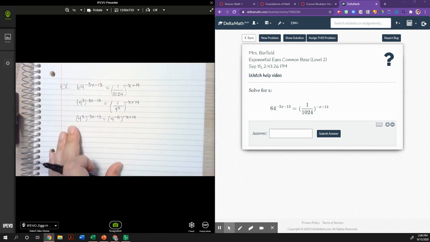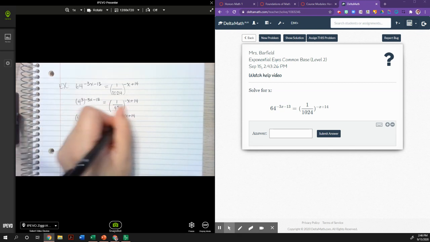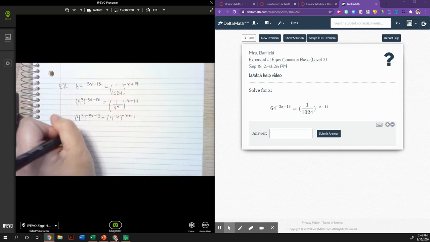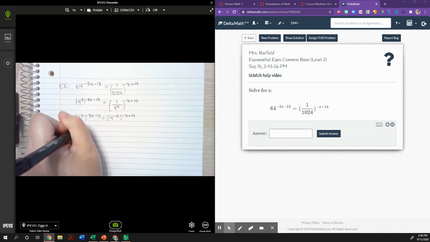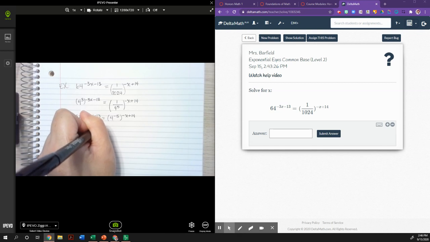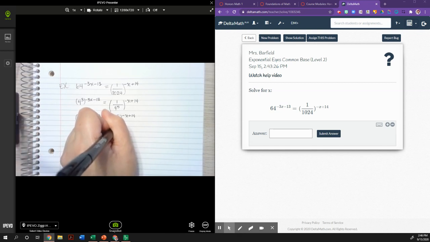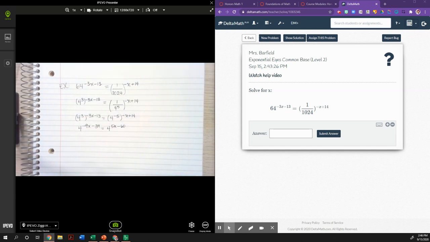Now that we've done this, I know exactly what I need to do. I'm going to multiply these exponents, set them equal, and move on. So this is going to be negative 9x minus 39, and this is going to be 4 to the 5x minus 60. The 4's cancel. Negative 9x minus 39 equals 5x minus 60.